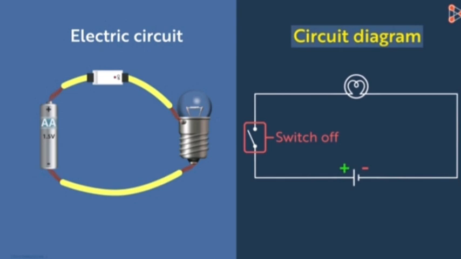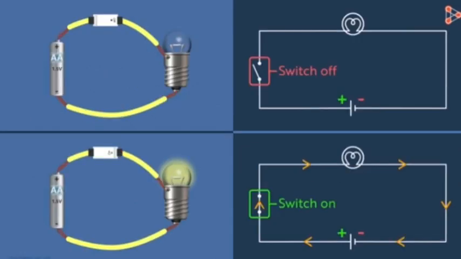Now the circuit diagram, when the switch is off, looks something like this. It is an open circuit. Why? Because the circuit is not complete. As a result, electric current will not flow through it and the bulb will not glow. On the other hand, if the switch is on, the circuit is what? The circuit is complete and it is a closed circuit. As a result, what will happen? Electric current will flow through it from the positive terminal to the negative terminal of the battery and as a result, the bulb will glow. The arrowhead shows the direction of the current.